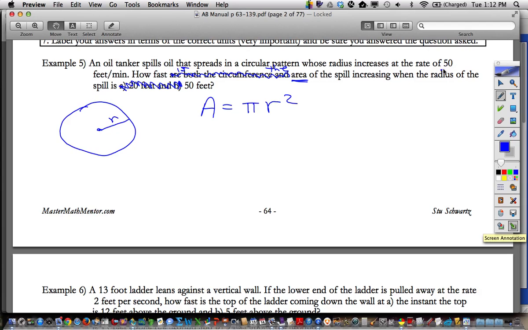What does this 50 up here mean? How would I label this 50? That's r prime. Now, is that positive or negative 50? Positive 50, because the radius is increasing at 50 feet per minute. Okay, what is this 50? That's plain old r. Those are two different things, right? I guess I should have done 20 maybe. So these are values I'm going to plug in at some point.